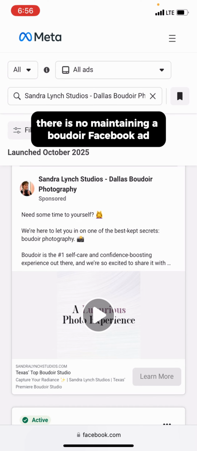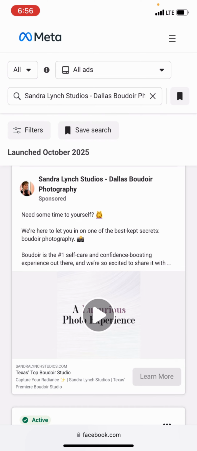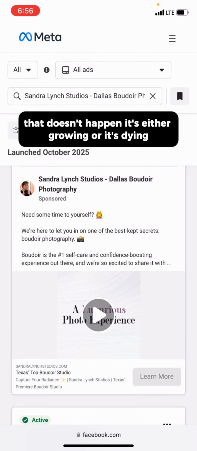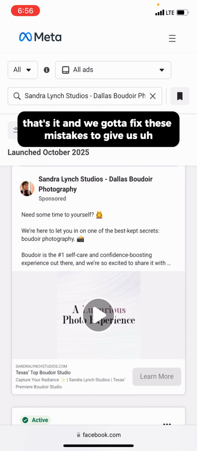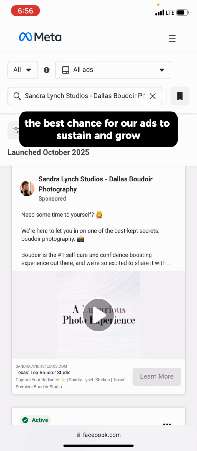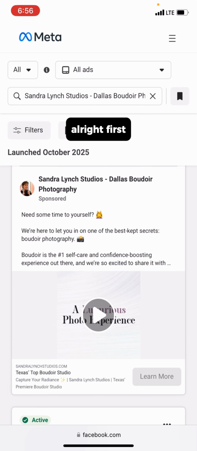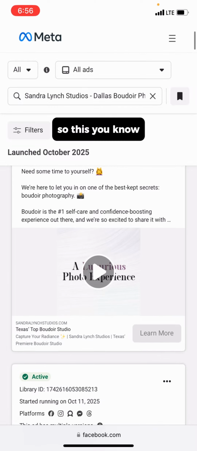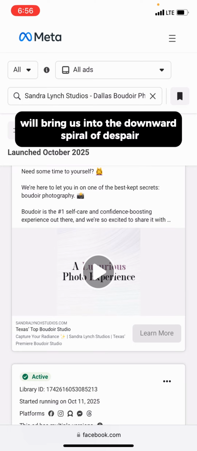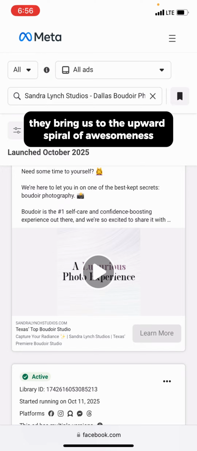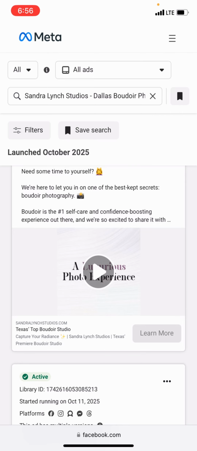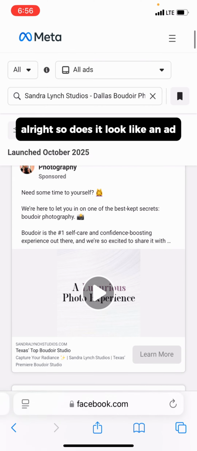There is no maintaining a Boudoir Facebook ad. No, that doesn't happen. It's either growing or it's dying. That's it. And we've got to fix these mistakes to give our ads the best chance to sustain and grow. All right. First, ad 10 mistakes I always look at. Does it look like an ad? So these mistakes will bring us into the downward spiral of despair if we make them. But if we don't make them, if we solve and fix them, they bring us to the upward spiral of awesomeness. All right, so does it look like an ad?